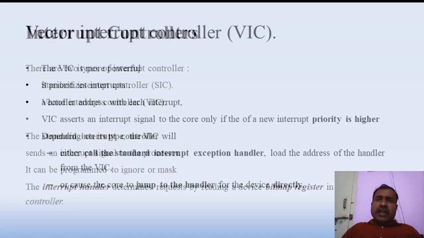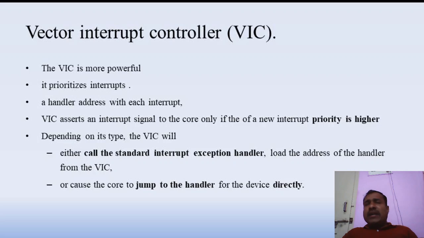There is one more type of interrupt controller called the vector interrupt controller. This is more specialized than the standard interrupt controller, because it assigns priorities to the interrupts. The processor is interrupted only when the new interrupt has higher priority than the currently executing interrupt. Otherwise, if it is lower priority, it is just ignored.